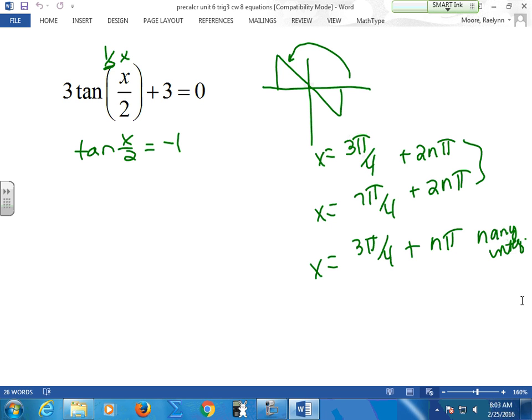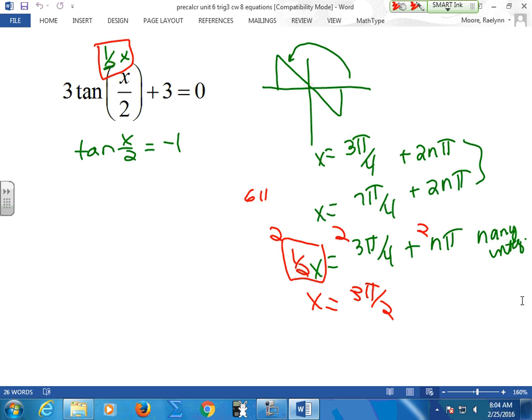Now, let's deal with the 1/2. I need to deal with the 1/2. So to get rid of the 1/2, what should I do? Multiply everybody by 2. This guy, this guy, this guy. So this becomes x. What does this become? 6 pi over 4, which reduces to 3 pi over 2. You can start with 6 pi over 4. Just write that out and then reduce it. Plus 2n pi, where n is any integer.